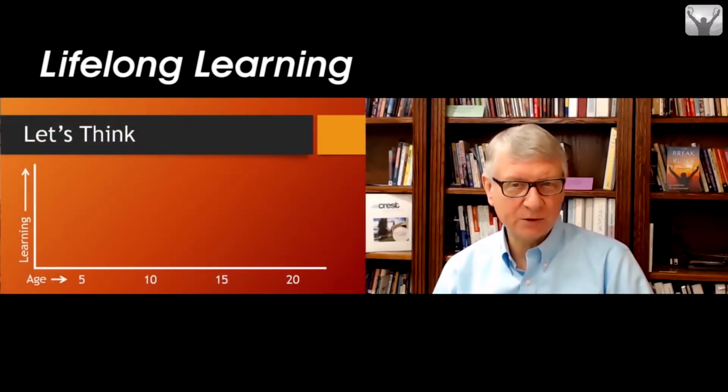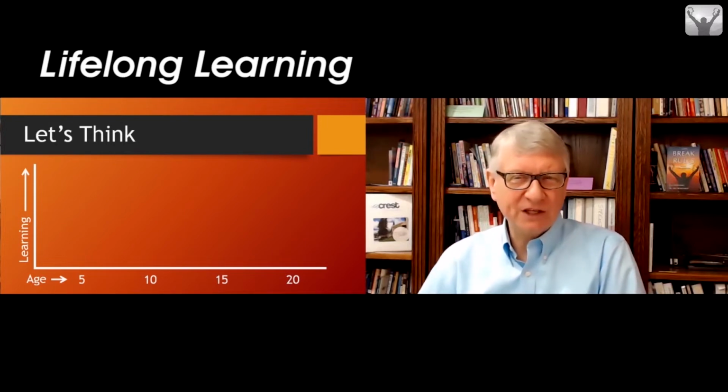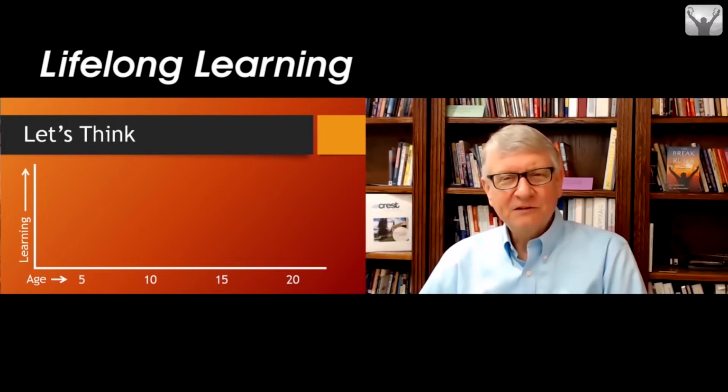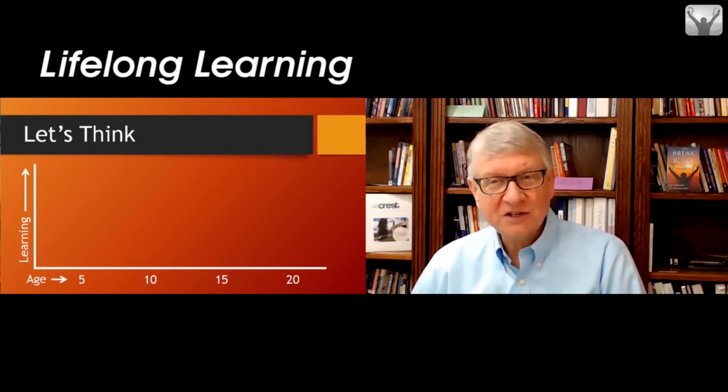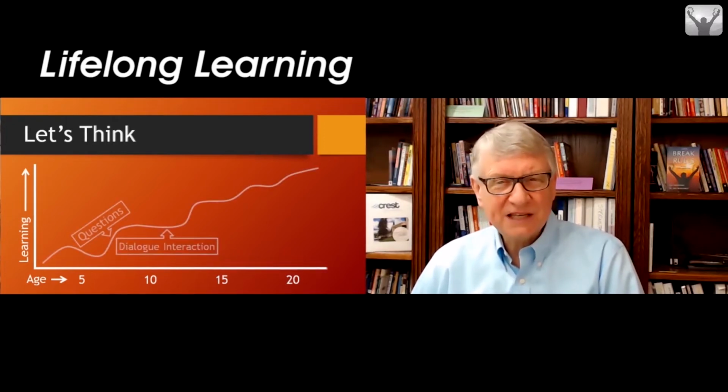So what could learning over a lifetime look like? Let's use another diagram to picture what learning might look like in the "let's think" approach. The numbers at the bottom of the diagram represent the years of a person's life. The vertical axis represents learning. The learning path for someone who's encouraged to think may look like steps.